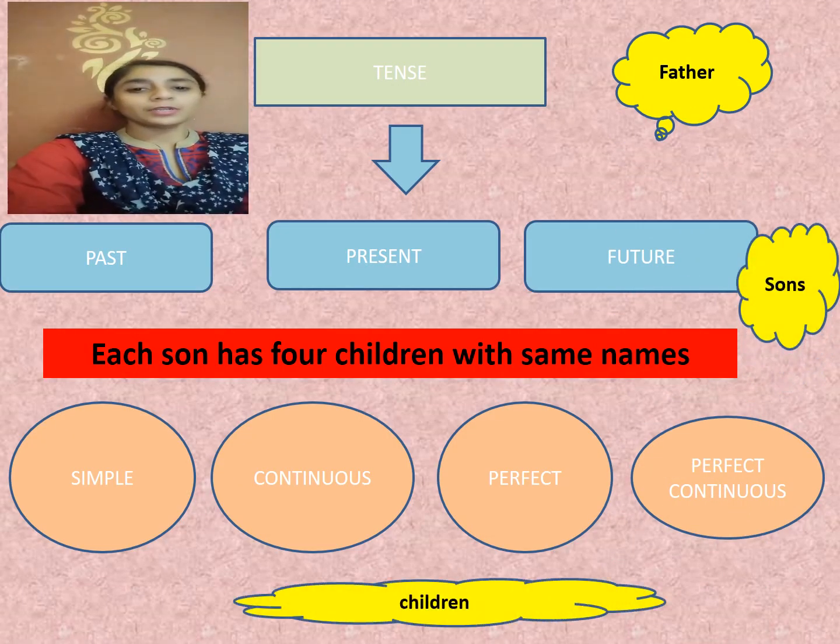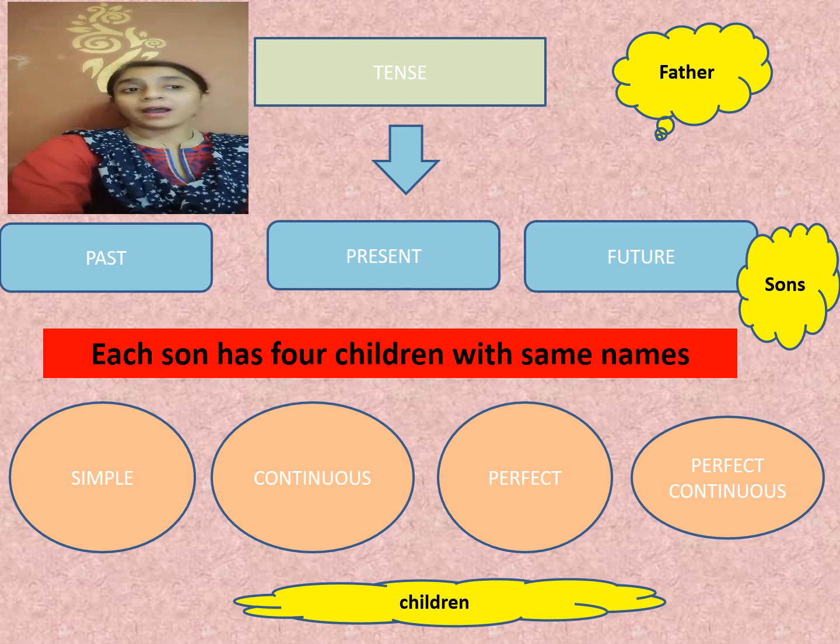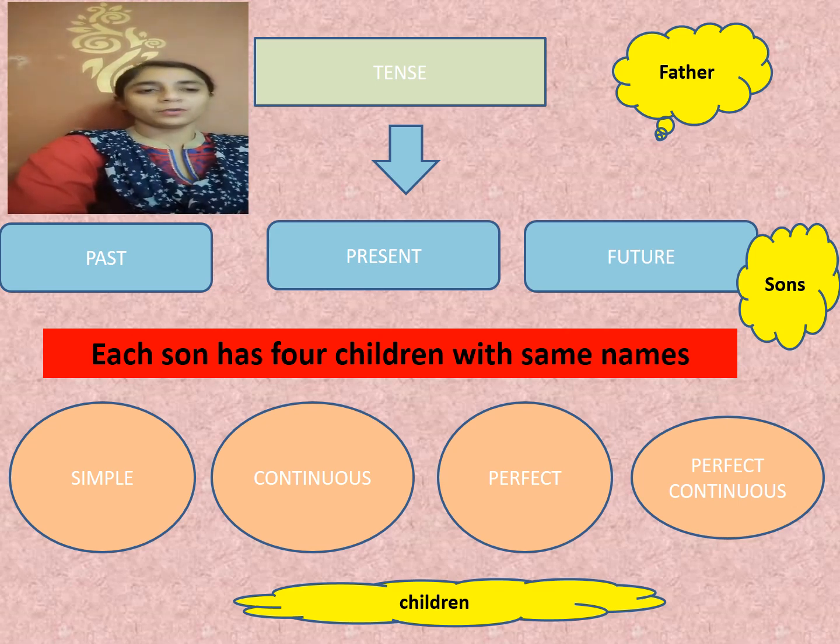Children, to learn more about tense, let's see the slide. Here, tense is considered as the father of a family, and past, present and future are three sons of tense. And each son has four children with same names: simple, continuous, perfect and perfect continuous.